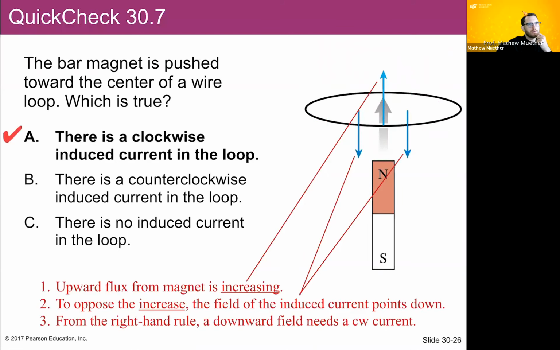Okay, so that's the chain we have to follow for Lenz's law. Find the change in the flux. Find the orientation of that change in the flux. The induced field has to point in the opposite direction, and the induced currents have to be generating that induced field.